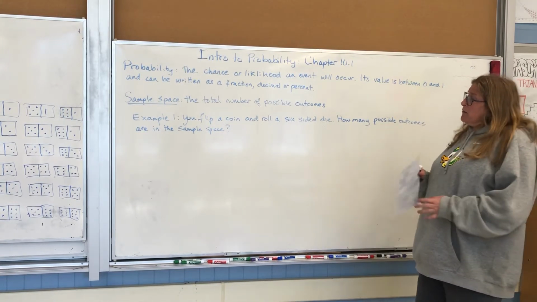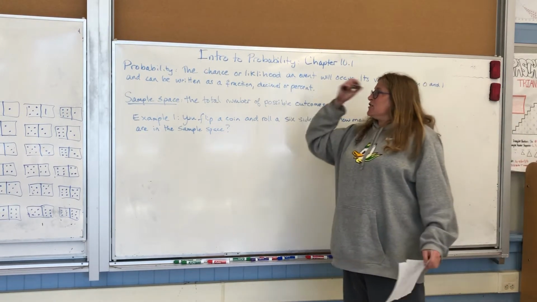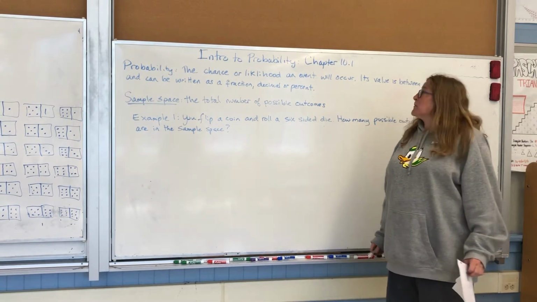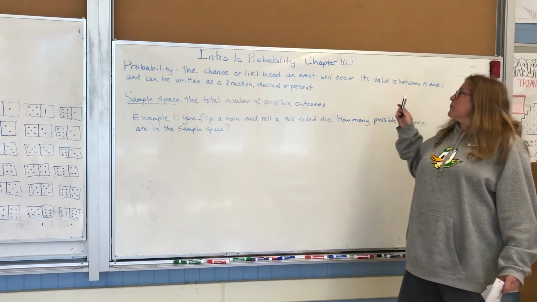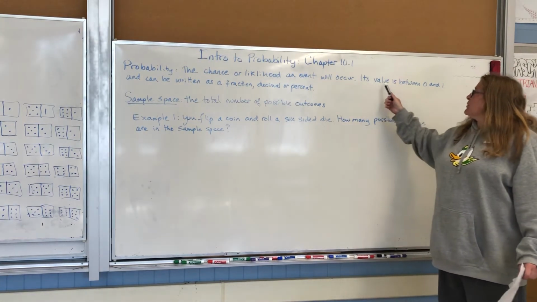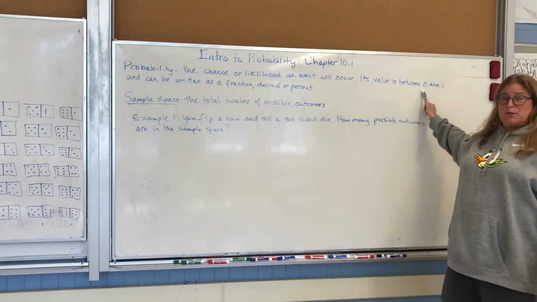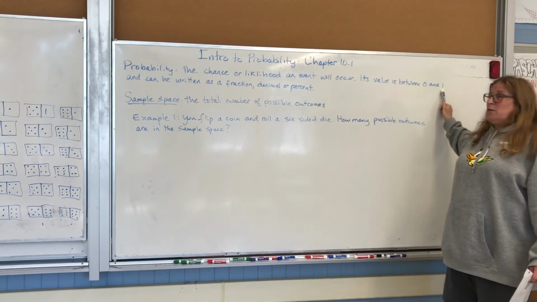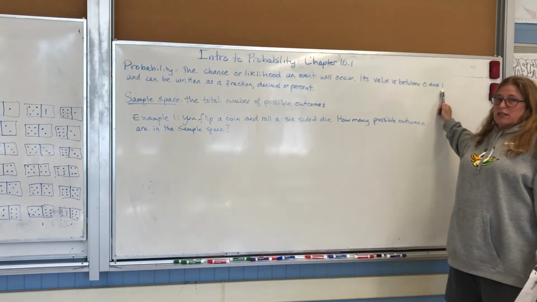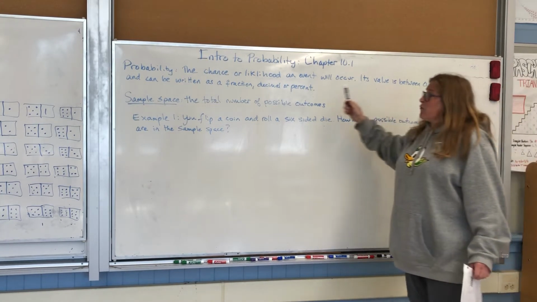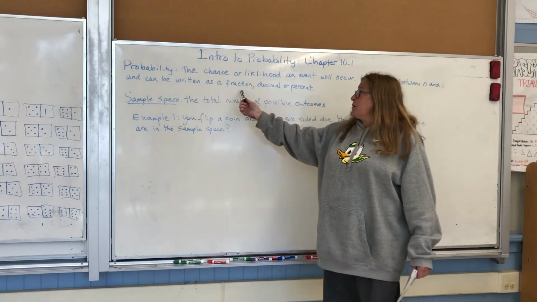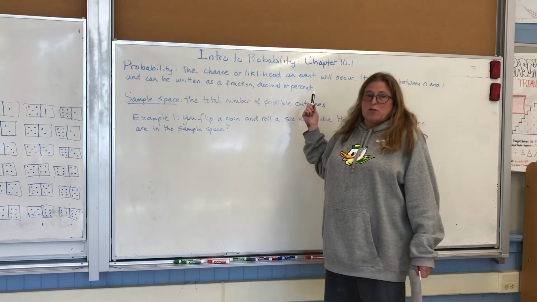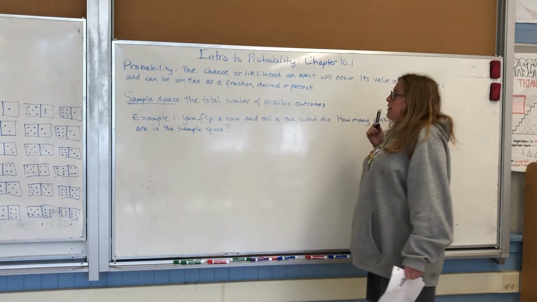As you probably know, probability, the definition, is the chance or likelihood an event will occur. And when we express the probability, its value is always between 0 and 1. So 0 would mean there's no chance of that event happening, and 1 would be there's a 100% chance of that event happening. We can write probability in 3 ways: as a fraction, as a decimal, or as a percent. Those are all valid ways to express probability.